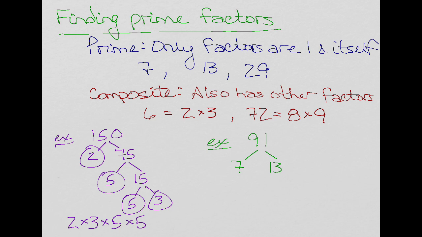13. Well, guess what? 7 and 13 are both prime. 91 is 13 times 7. 7 times 13, either way, doesn't matter. Those are the prime factors of 91. We had to work a little bit longer to get 150, but this is a way that you can find the prime factors of any composite number.